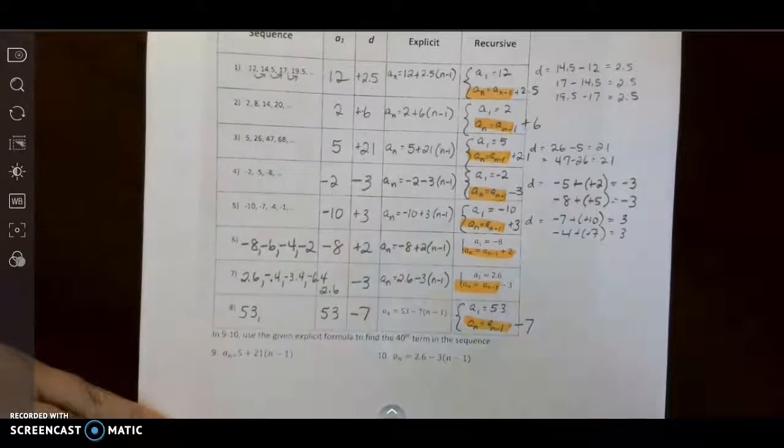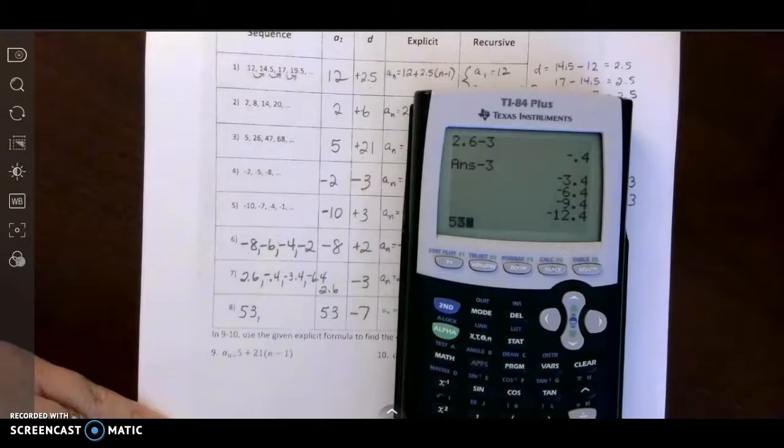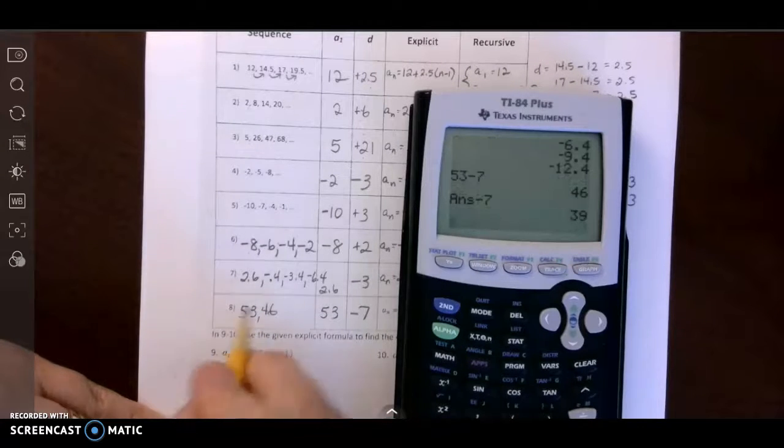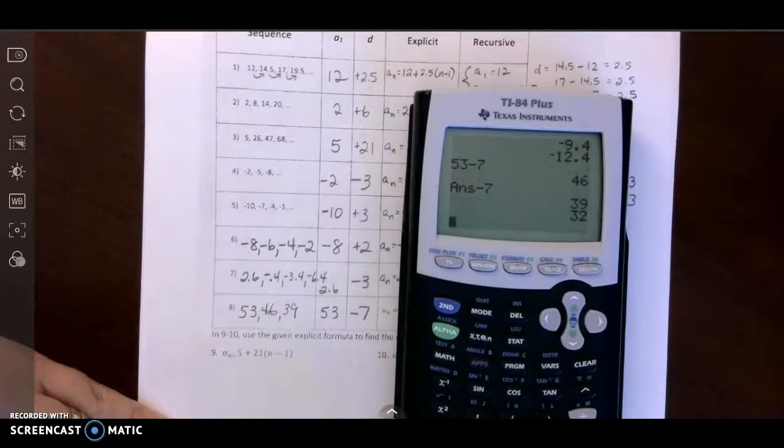I can use my calculator if I need to. I'll show you how this works again. 53 minus 7, and I get 46. I have to just hit -7, and then I get 39. Now it'll pick it up as a pattern. 32. And you can just hit enter. Okay.